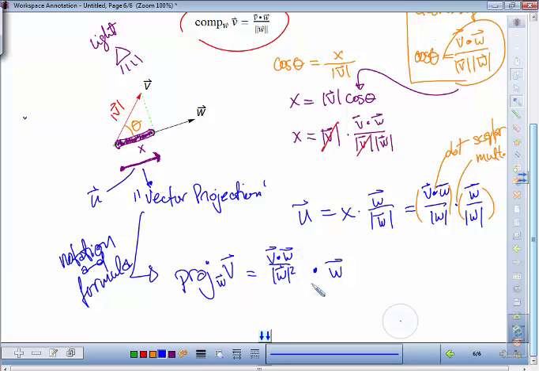So what's this dot? Is this a dot product? What is it? It's scalar multiplication, right? Because on the left-hand side is a scalar, and the right-hand side is a vector. Okay? So that's vector projection. Are we good? Probably want to see an example.